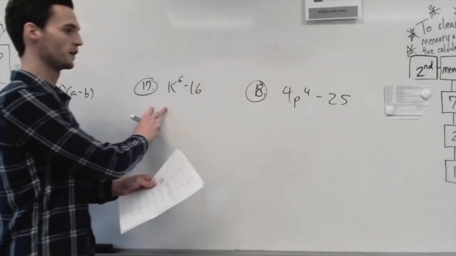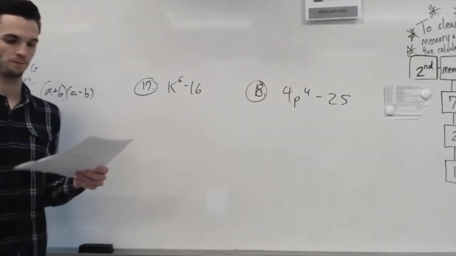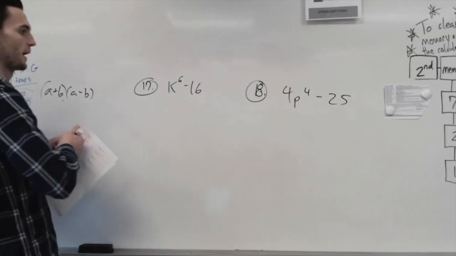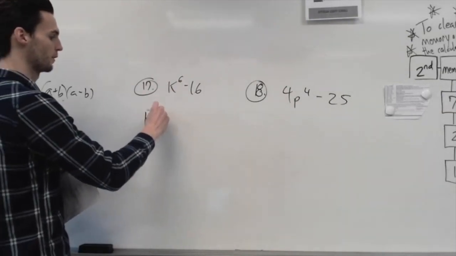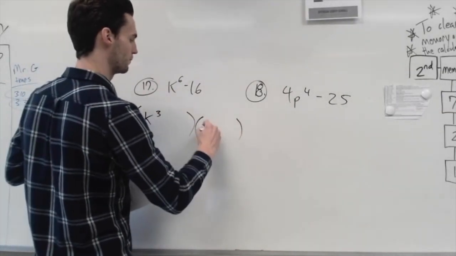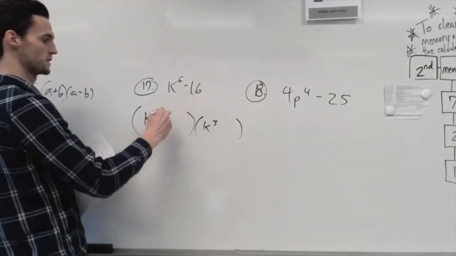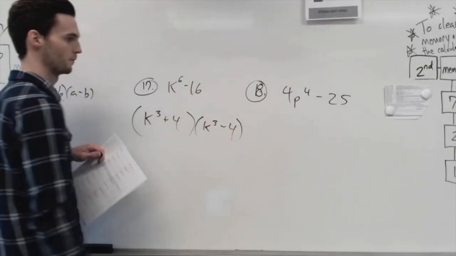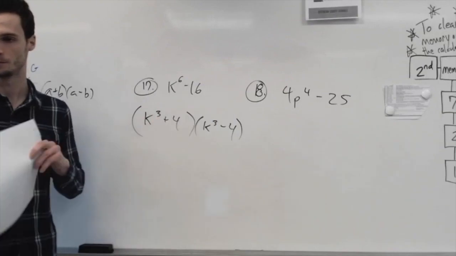Okay, I'm going to do 17, and then I want you to do 18. So I'm taking the square root of a. That would give me k to the 3rd. The square root of 16 is 4. Go ahead and try number 18.